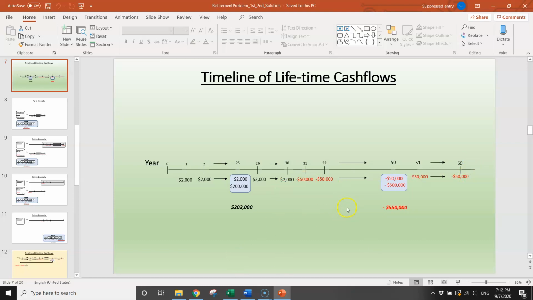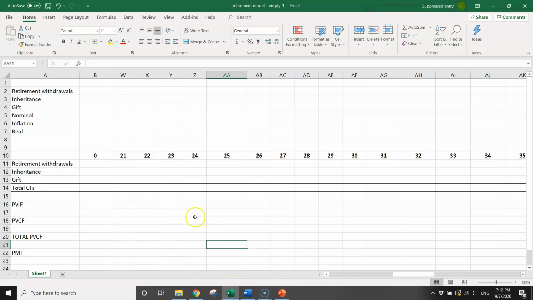And also in this problem, we have this inheritance in the year 25. In year 25, you will receive $200,000 and add it to your retirement account. And also we target in year 50 to provide a gift to your daughter at $500,000. So in year 50, the retirement account wants to provide $500,000 to outside. Okay, now let's convert this problem into the Excel spreadsheet.